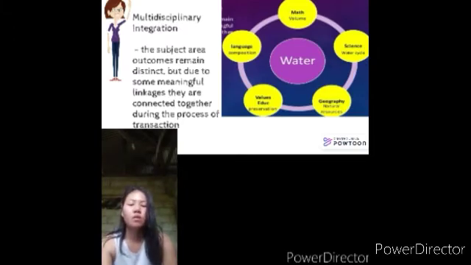So, in multidisciplinary integration, the subject area outcomes remain distinct, but due to some meaningful linkages, they are connected together during the process of transaction. It is an approach to curriculum integration which focuses primarily on the different disciplines and the diverse perspectives they bring to illustrate a topic, theme, or issue. A multidisciplinary curriculum is one in which the same topic is studied from the viewpoint of more than one discipline.